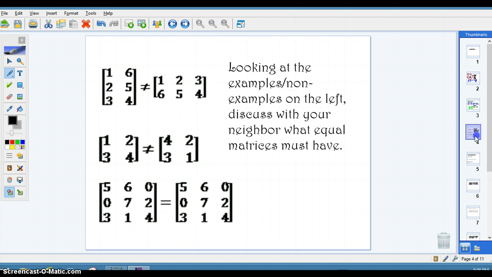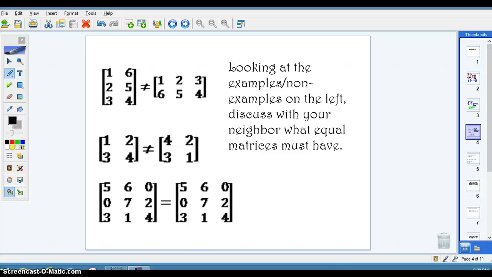So now I want to take a look at some things that a matrix helps you figure out. Some of these are equivalent matrices, and some of them are not. Okay? Take a look, work with your partner to figure out what an equal matrix has to have and what an equal matrix does not have to have. And substitute teacher, if you could pause for a couple of minutes to let them talk.